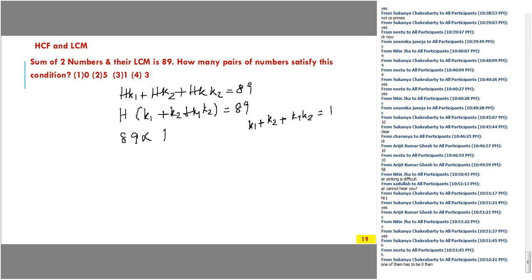How do you answer questions like this? K1 plus K2 plus K1, K2 equals 1. This will be 1 only when one of them is 0. If one of them is 0, there's only one number, not two numbers. Therefore, this option is ruled out. How many are clear? How do you get that one number should be 0?